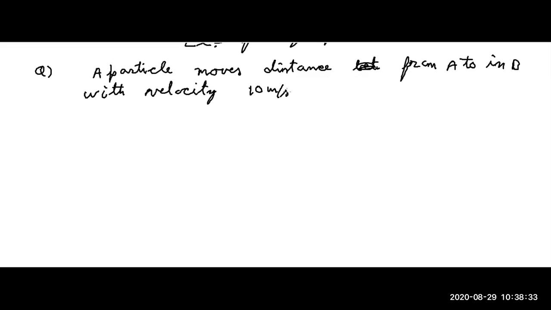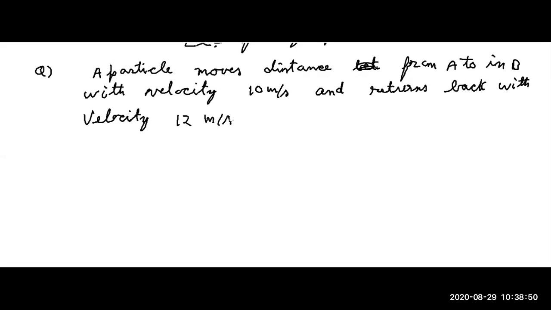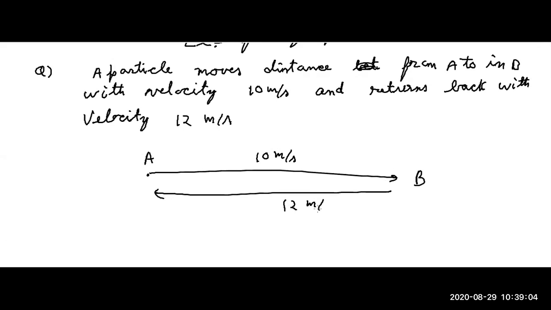A particle moves from A to B with velocity 10 meter per second and returns back with velocity 12 meter per second. So what will be the average speed?